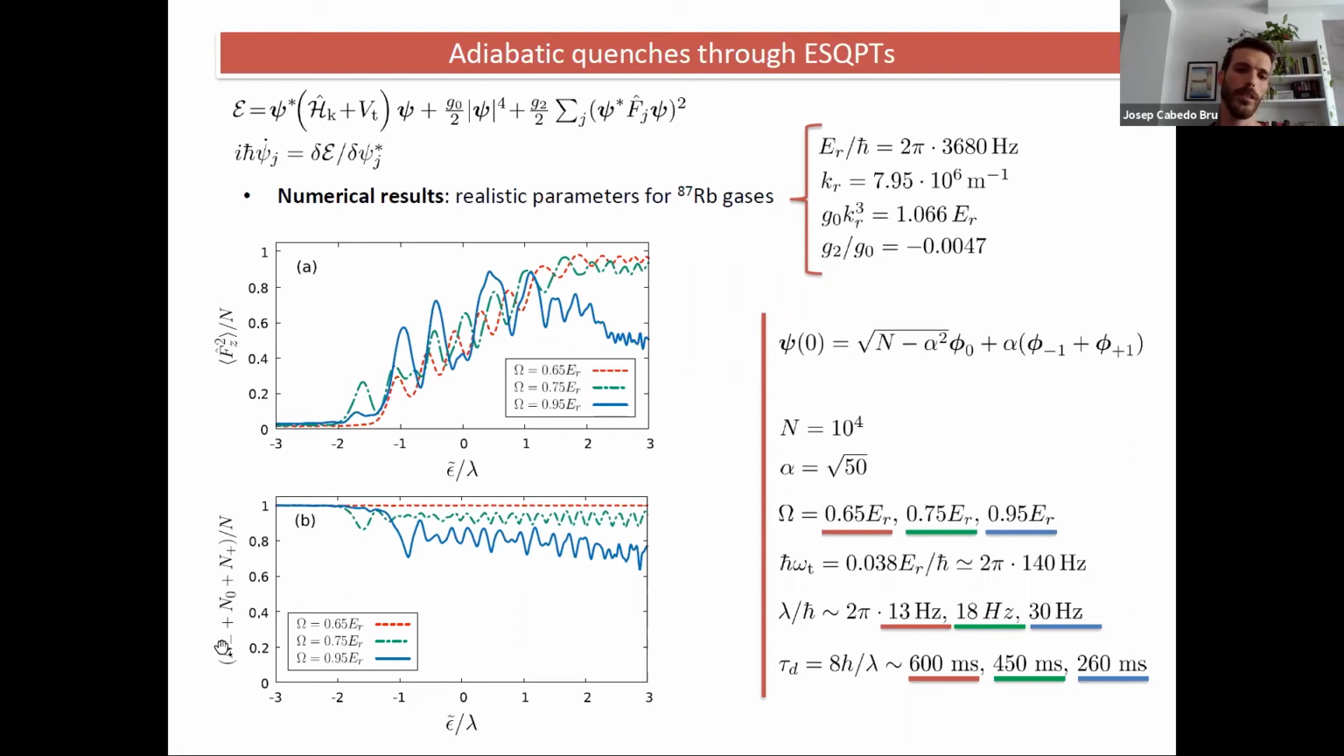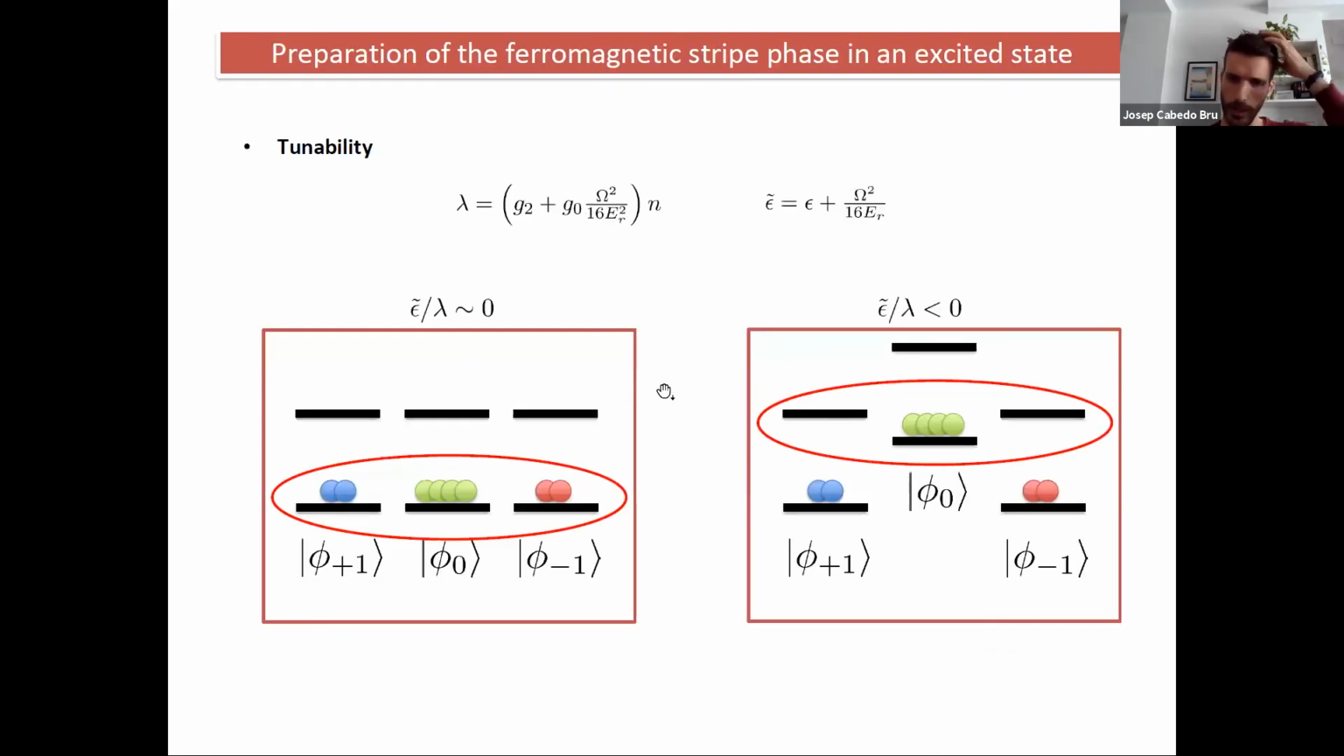Here, what I plot is the total population within the three modes that I consider. As you see, in the case that I just showed, the population basically remains almost all of it in the subspace. But as we increase the strength of the Raman coupling, we keep exciting particles outside the three modes. So why does this happen? Well, the main reason in this regime is that initially we have this epsilon over lambda negative and large, minus three. So for large lambda, we approach the next family of excited states that we have truncated out.